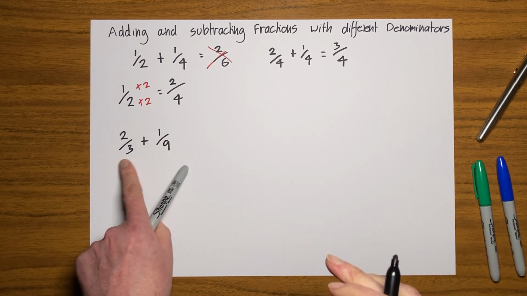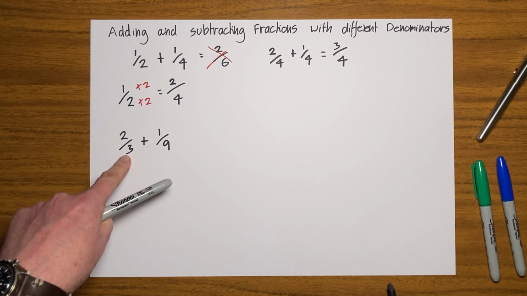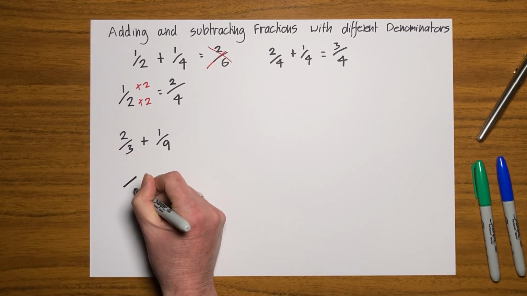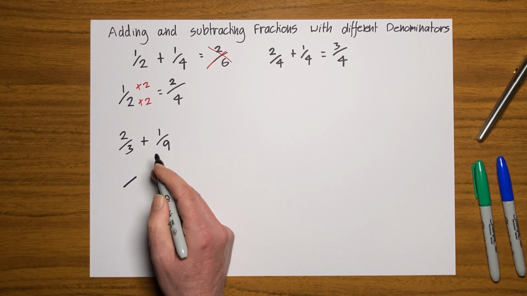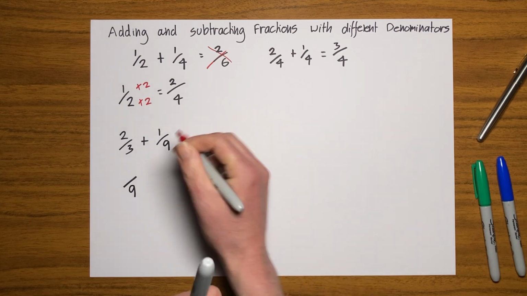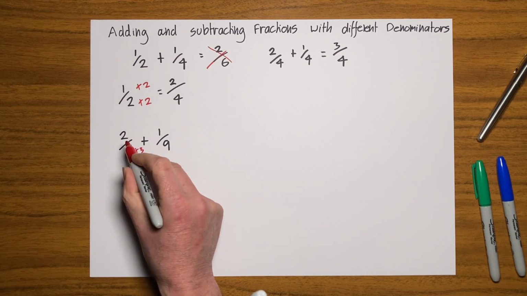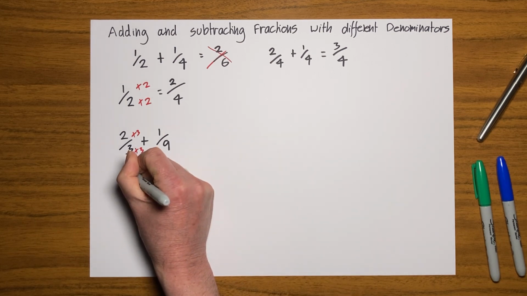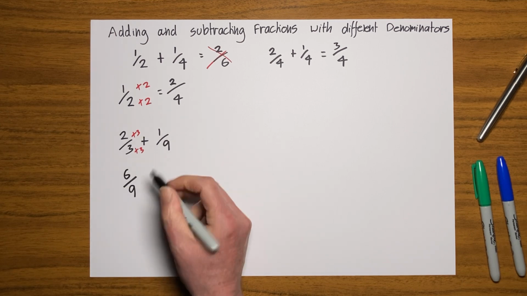Again, I can't do it at the moment because the bottom number is different, but what I can do is change this 2/3, I can change the thirds into ninths. So I'm going to write it underneath here. And the reason is that I know that 3's go into 9. So I'm going to put a 9 at the bottom. And I know the way to do it is to multiply it by 3. I'm going to write a little times 3 here. Because 3 times 3 is 9. So I need to do the same to the top number. 2 times 3 is 6. And that is an equivalent fraction. 6/9 is the same as 2/3.